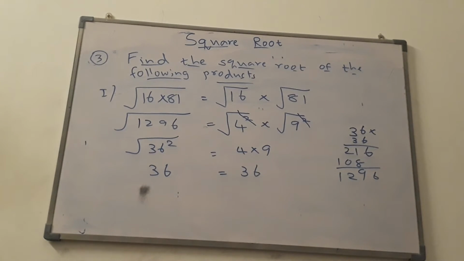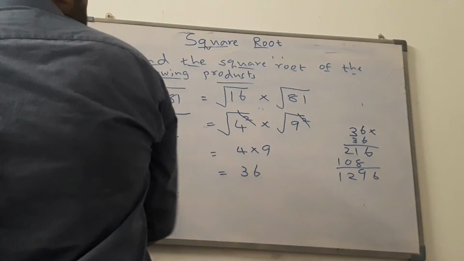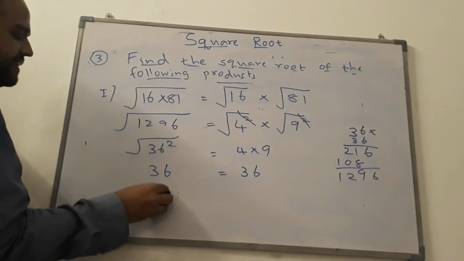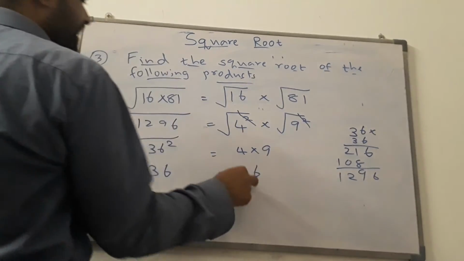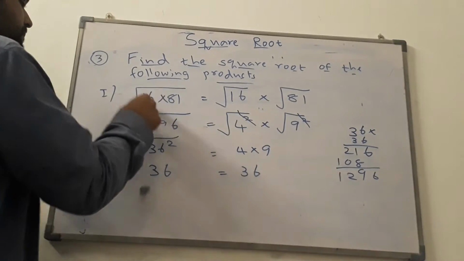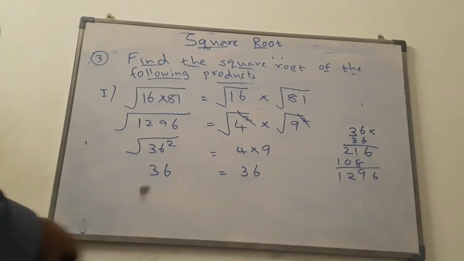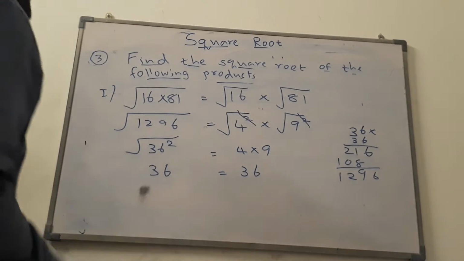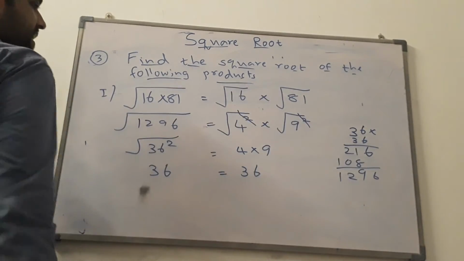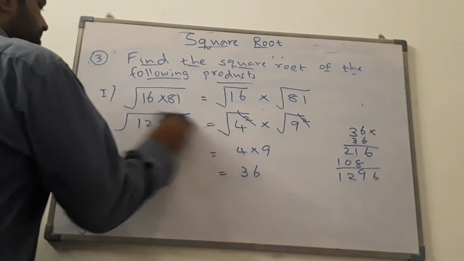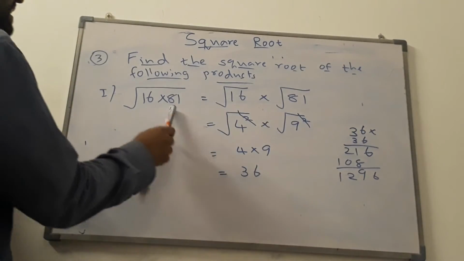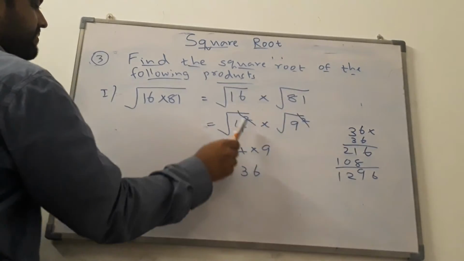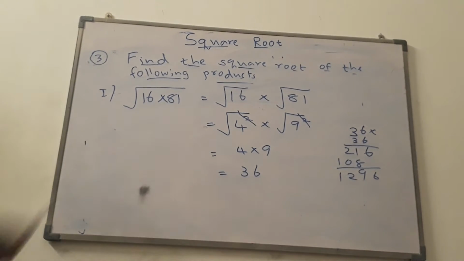So by breaking we get 36 again. This rule is much easier than finding the product and doing it in this fashion. If we multiply, the procedure is even more difficult. So factorizing or breaking this into square numbers is much easier to find the answer. When you are given a product like 16 times 81, this is the easier way.